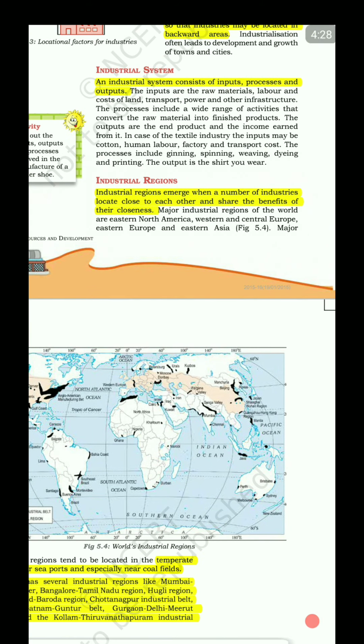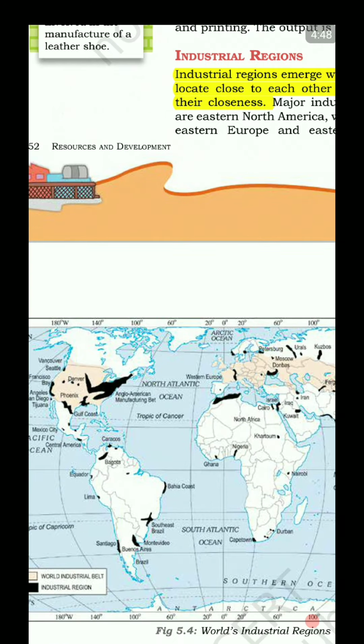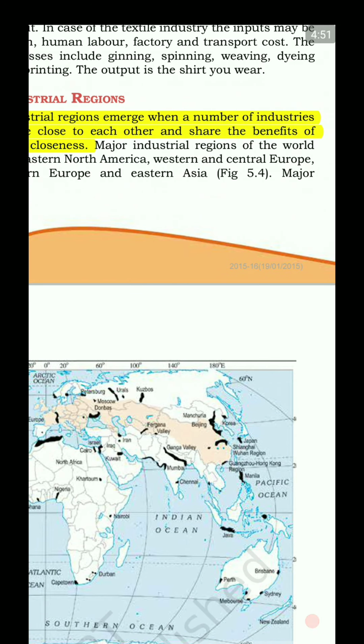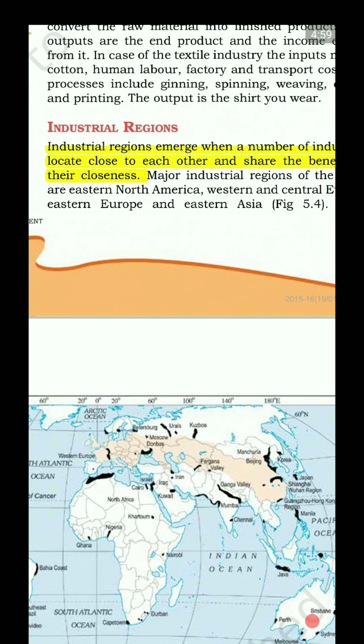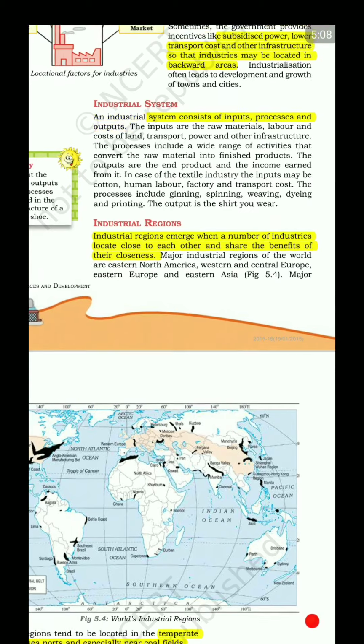The industrial regions emerge when a number of industries locate close to each other and share the benefits of their closeness. The major industrial regions of the world are Eastern North America, Western and Central Europe, Eastern Europe, and Eastern Asia. Again, Eastern North America, Western and Central Europe, not the Eastern Europe, and Eastern Asia, particularly China, Japan, Korea, parts of Philippines. So these are the major industrial regions.